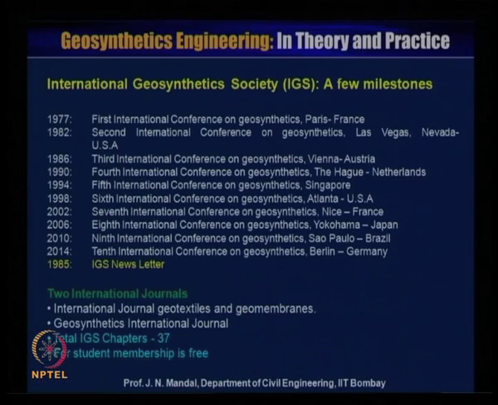In 1985 we came up with the International Geosynthetic Society newsletter, now edited by Professor Brauns from Germany. We have two international journals: the International Journal on Geotextiles and Geomembranes, and the second journal, Geosynthetics International. Initially it was also named Geotextiles and Geomembranes. Then there was a lot of debate and discussion about geotextiles, geomembranes, and natural materials like jute and coir. So ultimately we decided the entire system should come under the umbrella of geosynthetics. That's why the second journal came as Geosynthetics International.